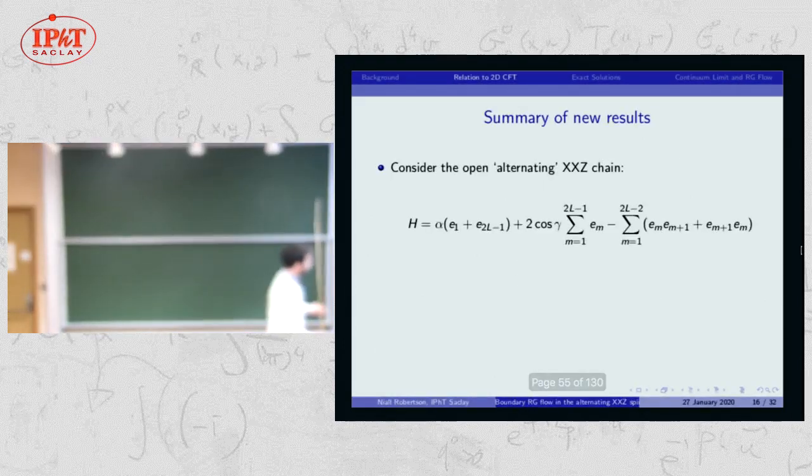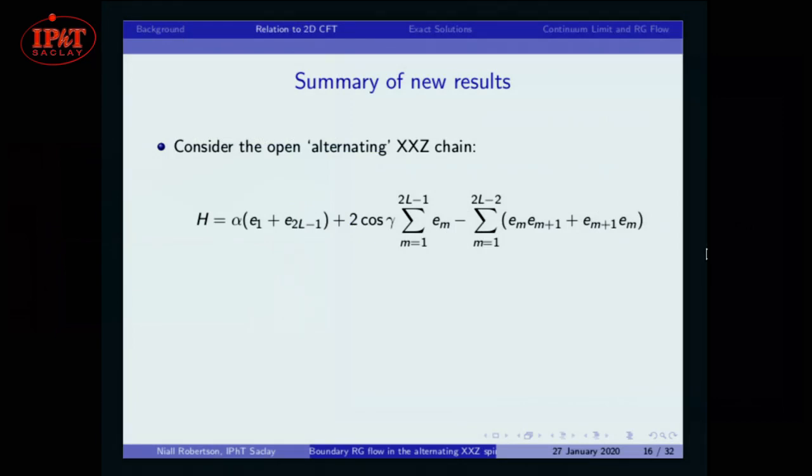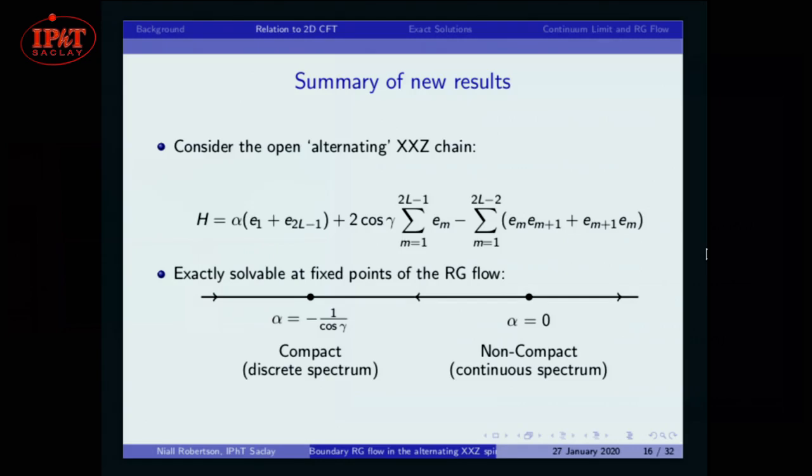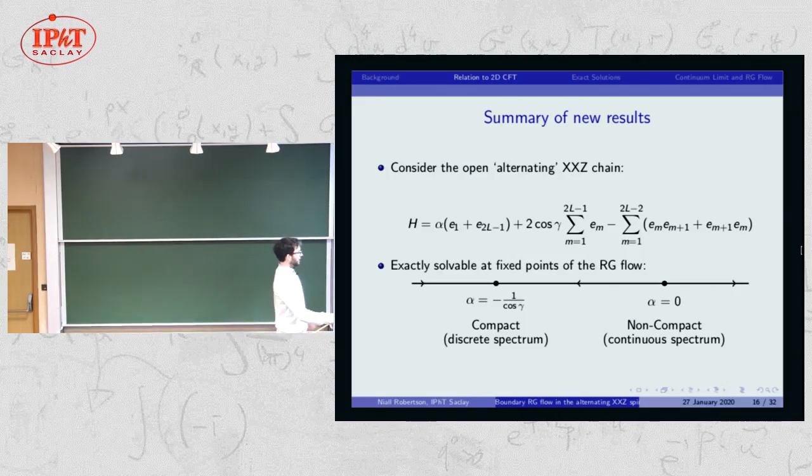So I'm going to summarize the boundary conditions that do indeed, in the end, result in this continuous spectrum. I introduced earlier the Hamiltonian of the alternating XXZ spin chain in terms of these matrices e_m. And with the open case, we also have this boundary term, and I'm going to introduce this boundary parameter alpha. The conclusion and the point of this talk is that there are two very nice values of alpha such that the model becomes exactly solvable. At one value of alpha, we get this non-compact continuous spectrum that we're looking for. At another value of alpha, we just get the more usual compact discrete spectrum. And anywhere in between, if we perturb slightly away from alpha equals zero, we flow under RG towards the compact model.